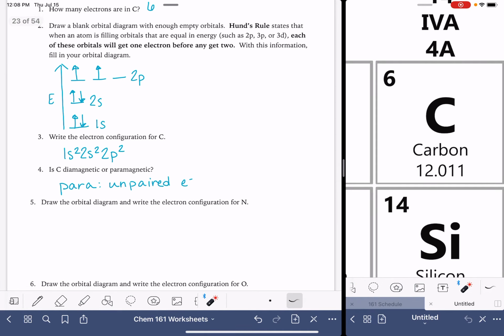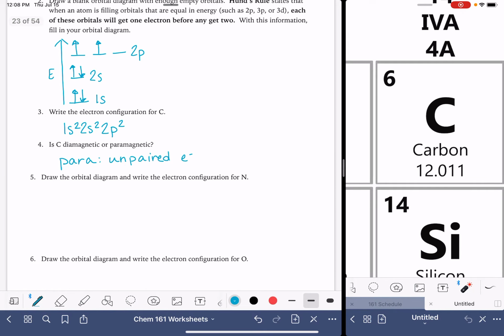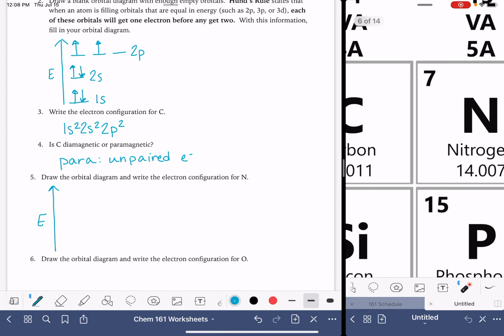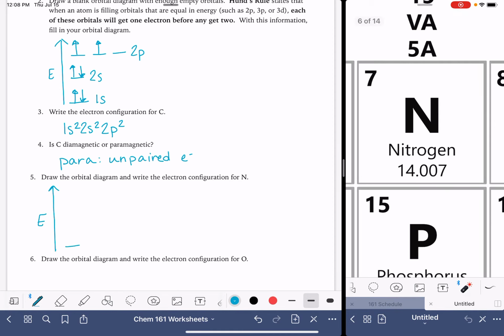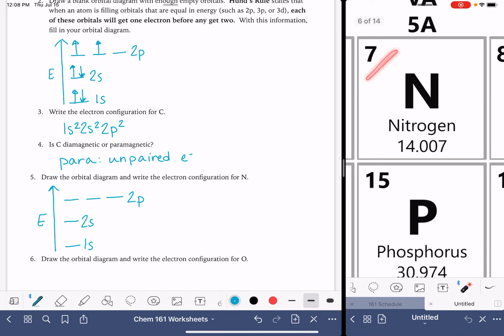Draw a diagram and write the electron configuration for nitrogen. Nitrogen has 1 more electron than carbon, so we'll be able to use the same orbital diagram. A total of 7 electrons, 1, 2, 3, 4, 5, 6, 7. The electron configuration is 1s2, 2s2, 2p3.